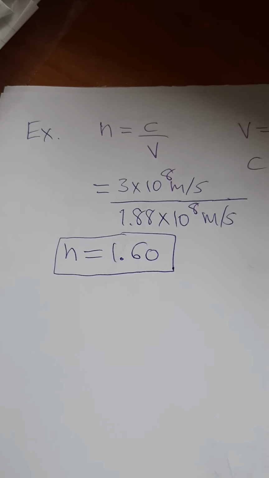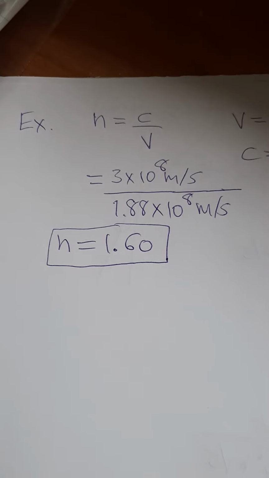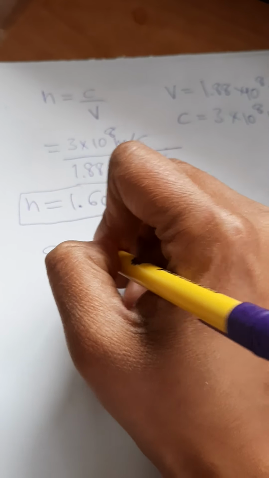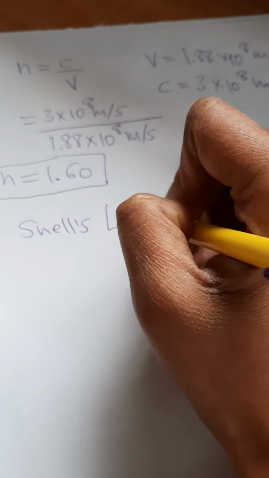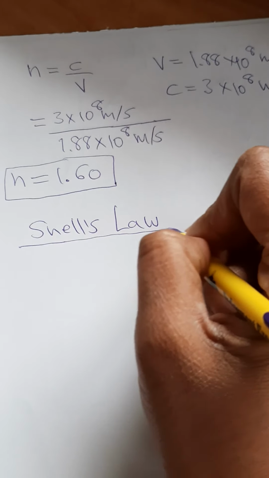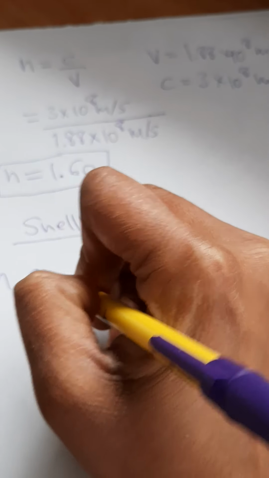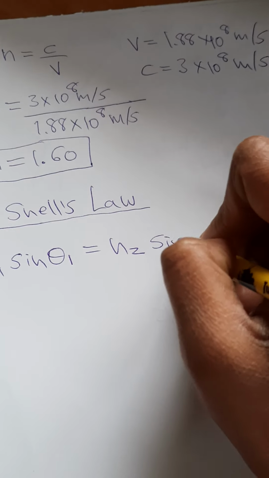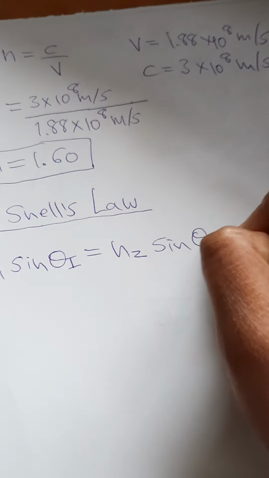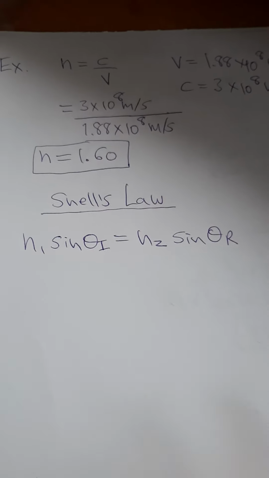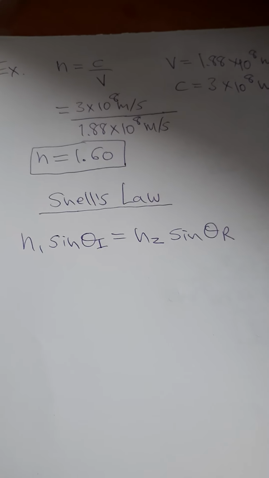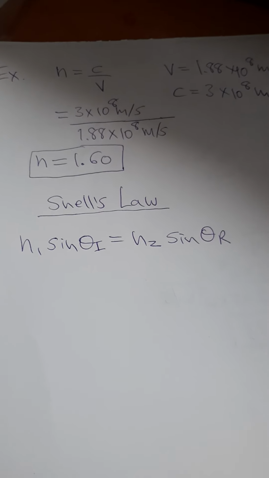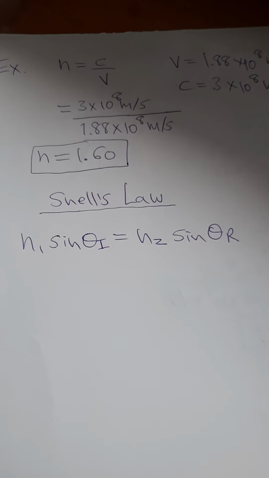So with that, let's try an example with Snell's Law here. I have the equation for Snell's law, and I'm going to write it out here. So n1 sine theta 1 equals n2 sine theta r. The reason I'm writing I and r here is because the I represents the angle of incidence, whereas the r represents theta r, the angle of reflection.